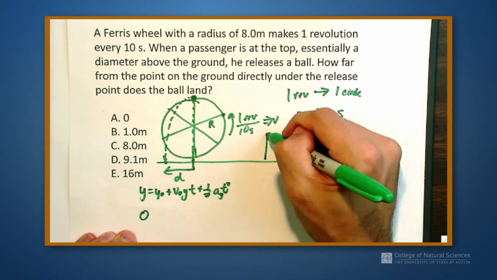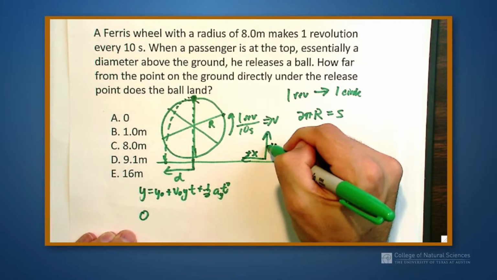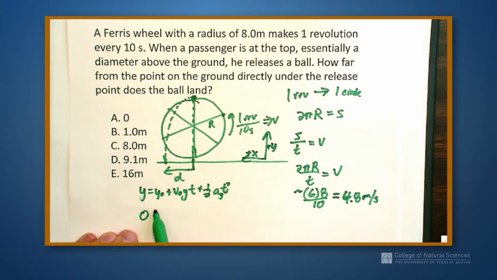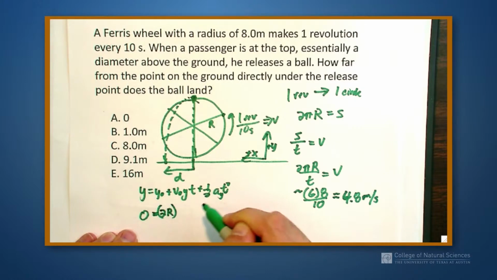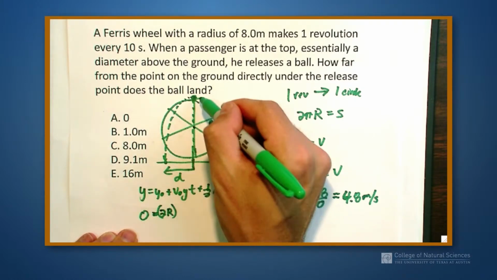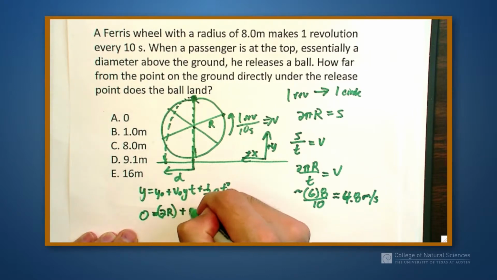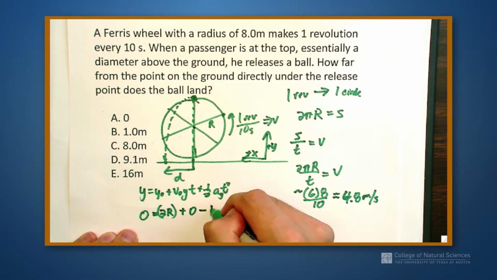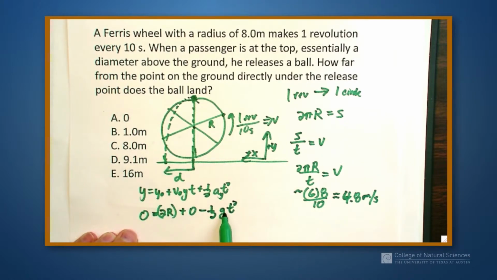I'm going to say positive x is in the left direction and positive y is in the up direction. So I'm at 0 at the ground. I start out at 2 times my radius up, second radius up. My initial velocity in the y direction is 0, and my initial gravity is minus g. So minus g times 1/2 t squared.